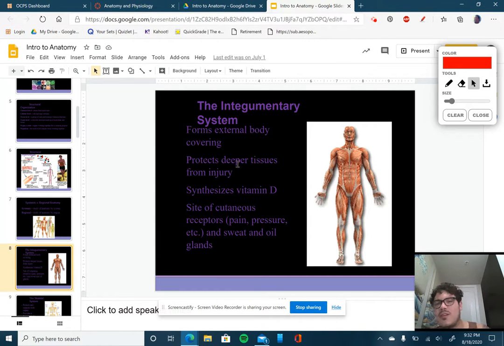So what does the Integumentary System do as far as what we're going to discuss? It's necessary for forming the external body covering. So that's everything from head to toe. It's going to make sure that you have an outer covering, right? Simple as that. In humans, that's of course going to be our skin. It protects the tissue from injury.